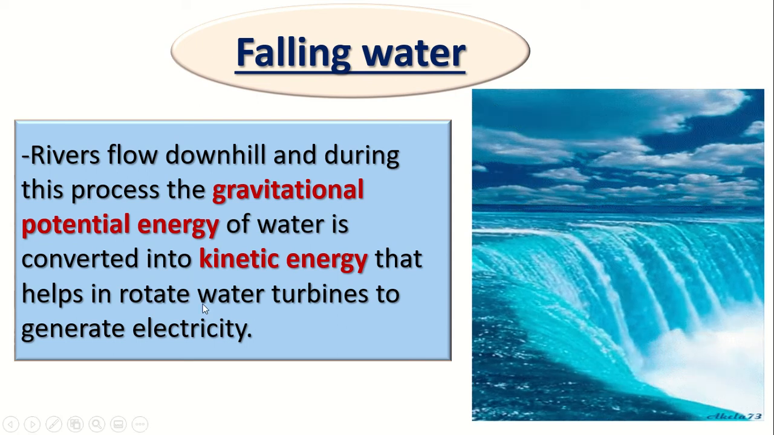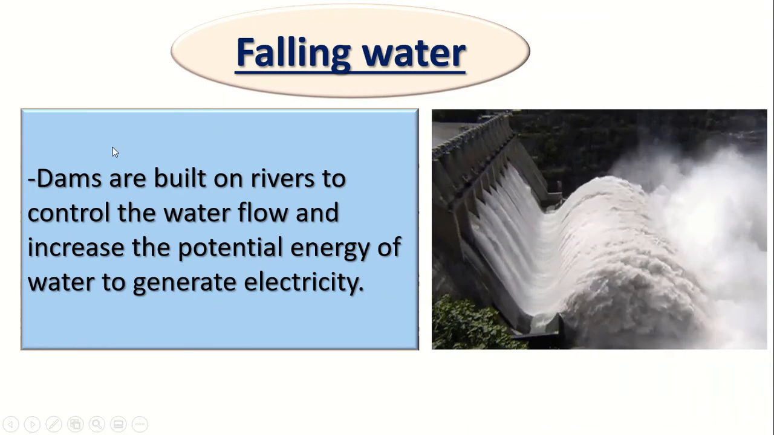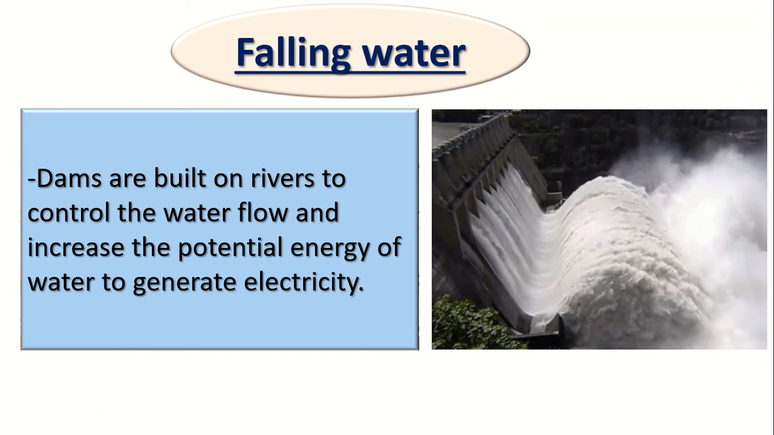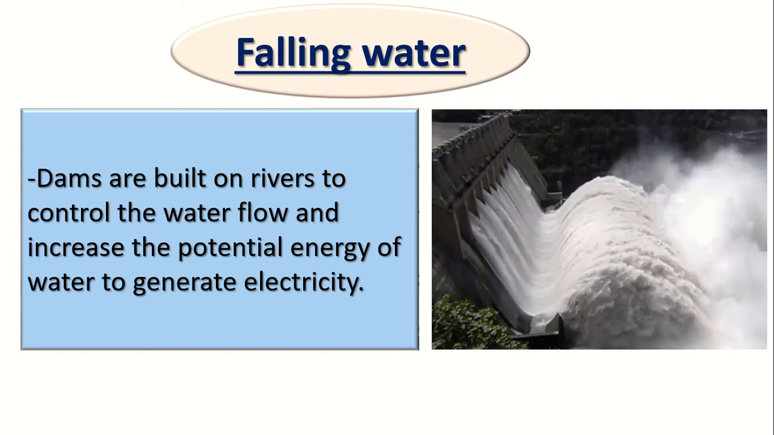Now let's talk about the energy chain of the dams. The dams are also built on rivers, because rivers are also moving or running water. The dams can control the water flow. What is the meaning of that? We can control the movement of water by using the dams, because the dams can close and open. When the dam is closed, the water doesn't move, and when the dam is open, the water can flow or move.